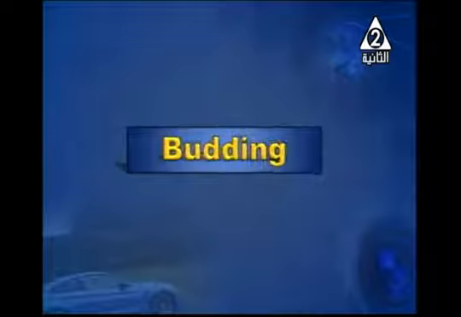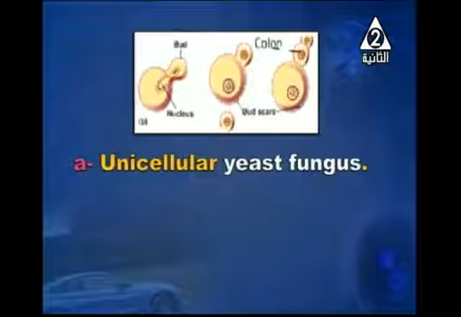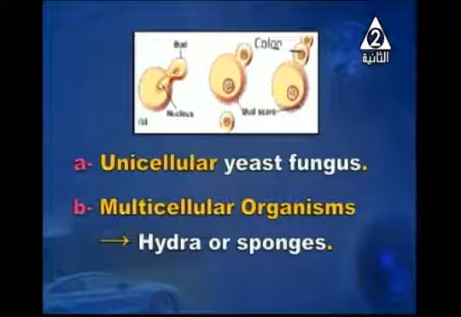The second type of asexual reproduction is budding. Budding is a type of asexual reproduction that produces new individuals by the formation of buds on the parent cell. It occurs in unicellular yeast fungus and multicellular organisms such as hydra or sponges.